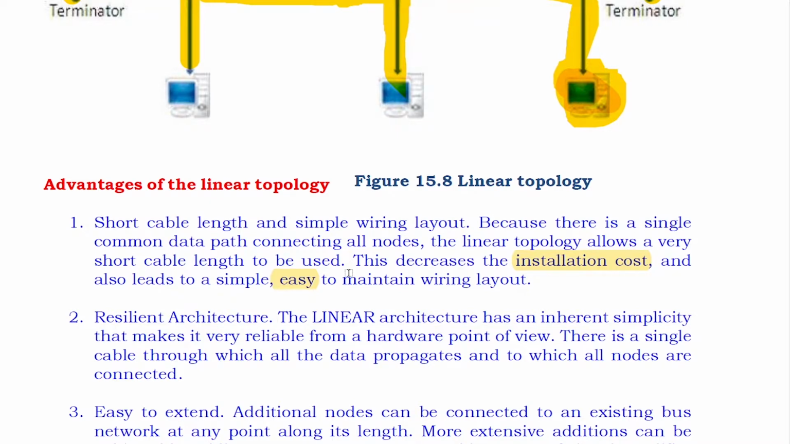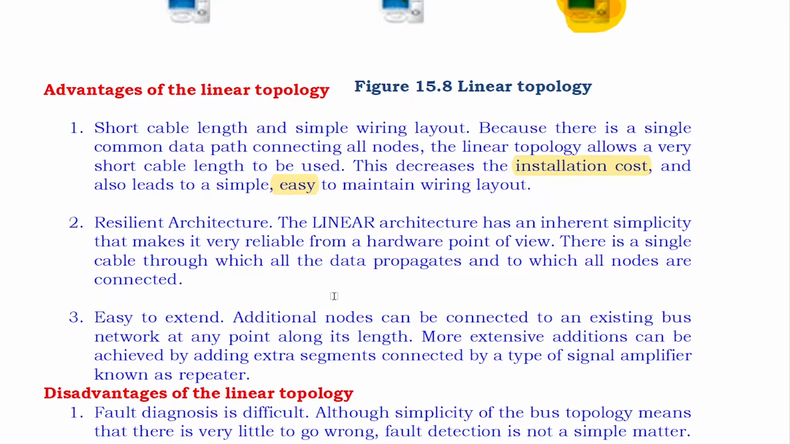Next, one more advantage is a resilient architecture. The linear architecture has an inherent simplicity that makes it very reliable from the hardware point of view. There is a single cable through which all data propagates and to which all nodes are connected. So you can depend on this. It's a very reliable architecture. It's very simple, as we already know. From the hardware point of view, nothing will go wrong because only one cable is there. All data propagates to all the nodes connected to the network. So there is no difficulty at all.